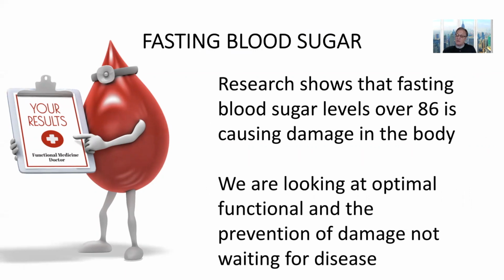What we do, the research actually shows that when your fasting blood sugar levels get over 86, you're actually causing damage in the human body. And because we're looking for optimal function and the prevention of disease, we start reacting. So our upper level of normal would be 86, not 100 like the traditional medical doctors. Because if it gets to 89, we want to get it back down below 86, so the damage that is going on when that number is above 86 isn't happening anymore, and we prevent disease.